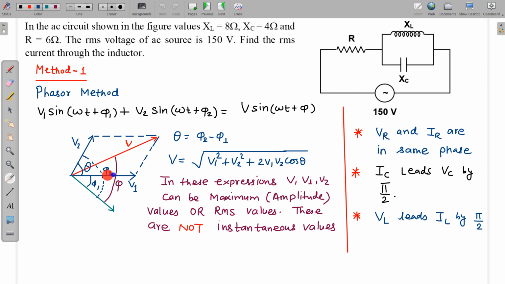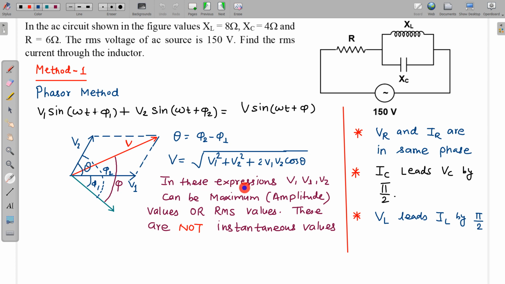For direction we use this angle. Suppose from some reference line the v1 vector makes angle phi 1, and from this reference the v2 vector makes some angle phi 2. So the angle between these two vectors will be phi 2 minus phi 1, which is the phase difference between these two sinusoidal functions. And what is v here? This v is the resultant of v1 and v2, so we can find the resultant of vectors using components.